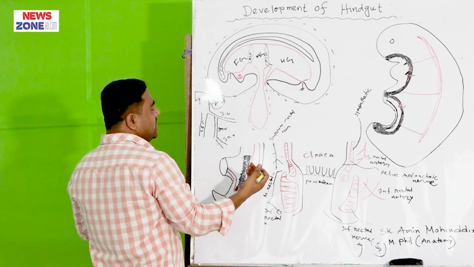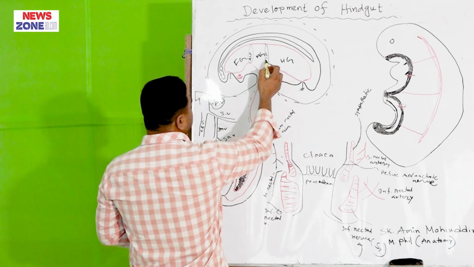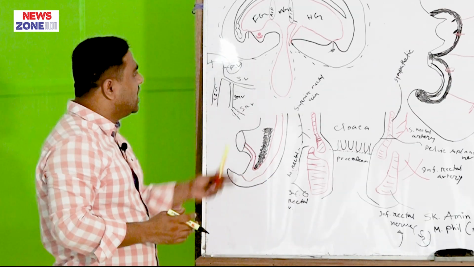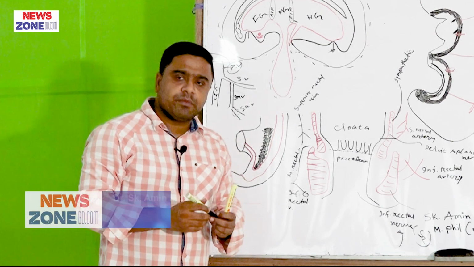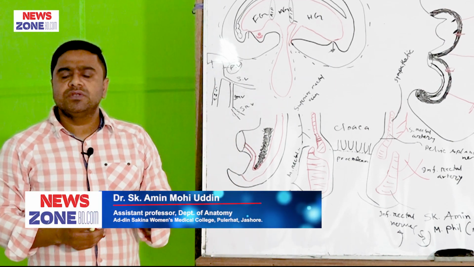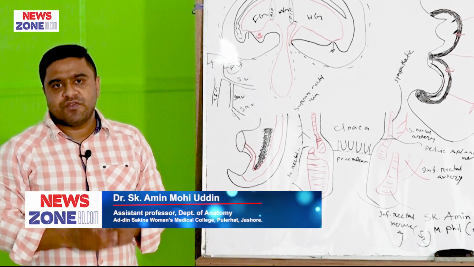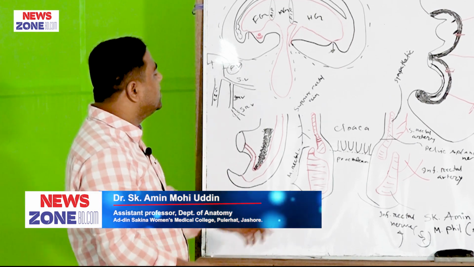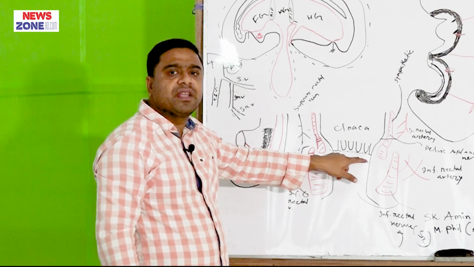So the hindgut in fetal life extends from the posterior intestinal portal to the cloacal membrane, but in adult life the hindgut extends from the junction between the right 2/3 and left 1/3 of the transverse colon to the upper 2/3 of the anal canal, that is, to the pectinate line of the anal canal.